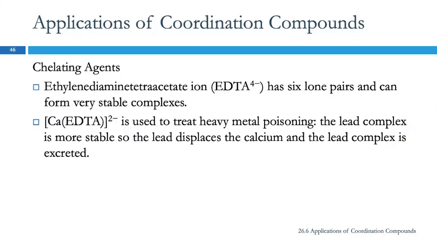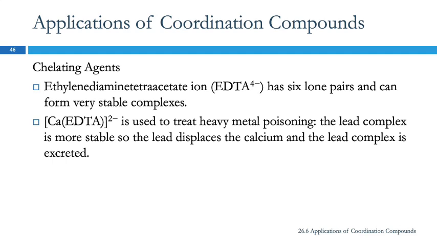Applications of coordination compounds. Chelating agents. So ethylene diamine tetraacetate ion, known as EDTA, has 6 lone pairs, and it can form very stable complexes with metal ions. And so this can be used for important things like treating lead poisoning.